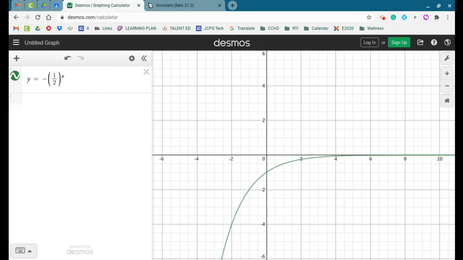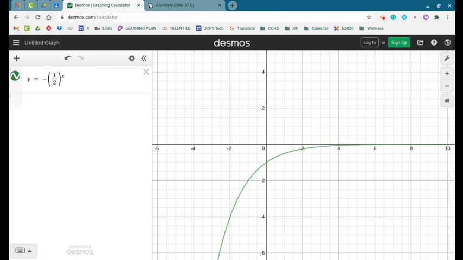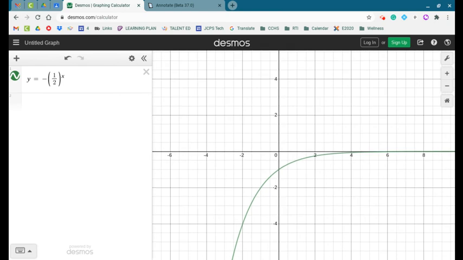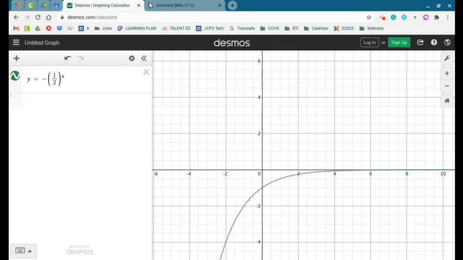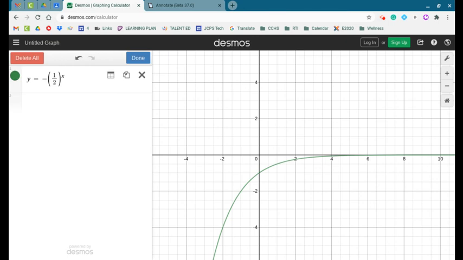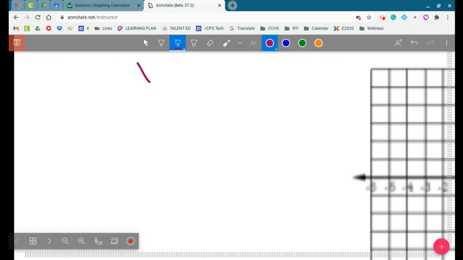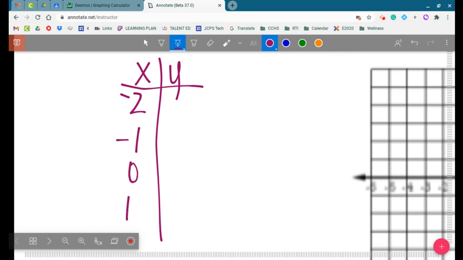So if you guys can see on this, it got reflected. I don't know if I can touch the screen very well. It went from going down, I can't do it. Okay, I'm going to kind of show you on this paper. So let's get our table. x, y: negative 2, negative 1, 0, 1, 2. Negative 4, negative 2, negative 1, negative 0.5, and negative 0.25.